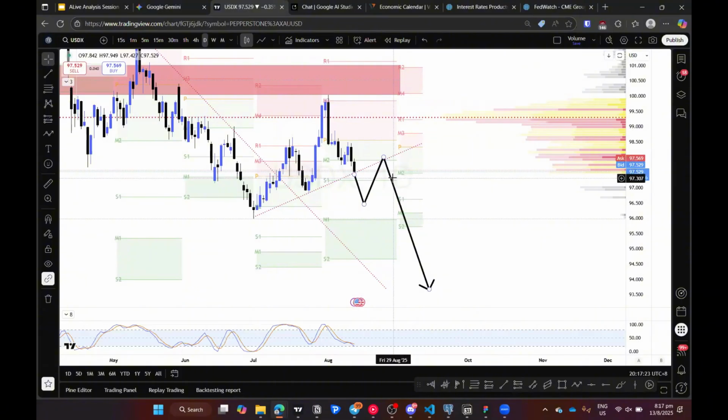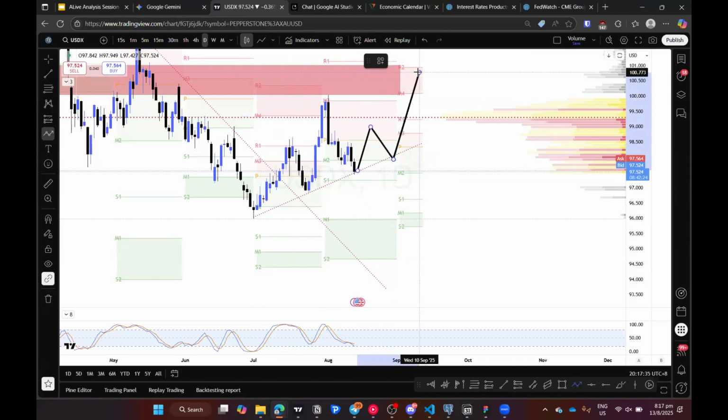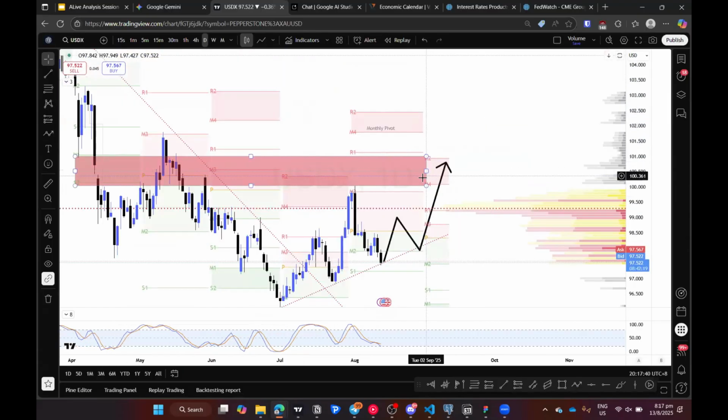heading down lower. When will we be bullish? We will be bullish if this last selling zone has been broken. That means we need to see it break above, retest, and then this will be the ultimate target again at 100.